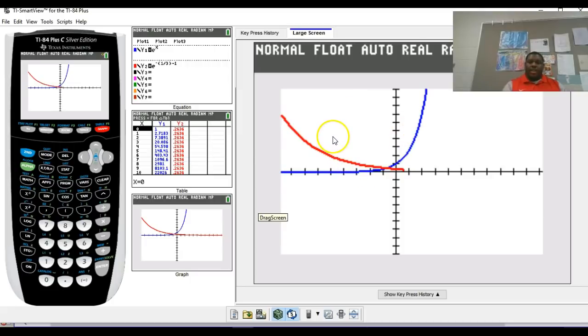So it reflected, right? It then moved over 1. It also compressed. You see the angle here where it rounds, and over here it shoots up, where here it doesn't. It's kind of flatter. It's a little wider, so it compressed. There's the change right there.